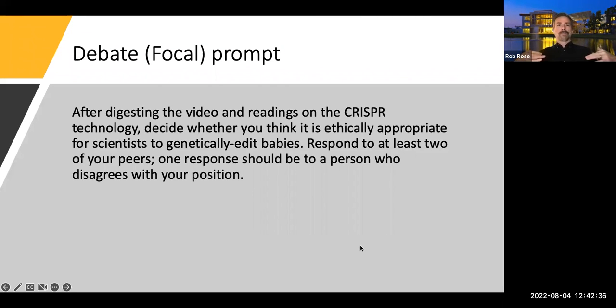So again, the focal or debate prompt requires students to take a position, make a decision, and justify it as they're asked to support one side of several possible positions. So here's one more example of a debate focal prompt, right?